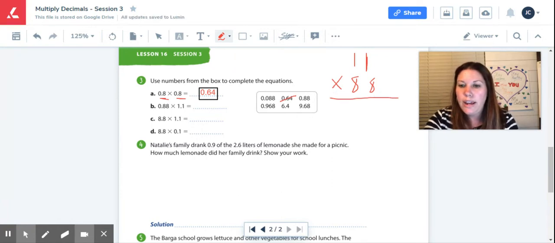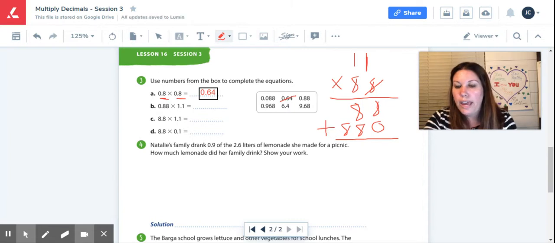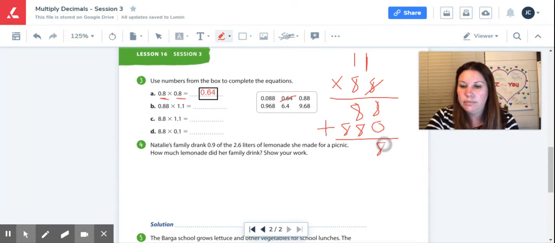So we have 8 times 1, which is 8. And we have 8 times 1, which is 8. And that one's done. And I'm going to put my 0 here. And then I'm going to do 8 times 1, which is 8. And then 8 times 1 again, which is 8. And I will add that. So 8 plus 0 is 8. 8 plus 8 is 16. Here's my 6. I'm going to carry my 1. And then 8 plus 1 is 9.